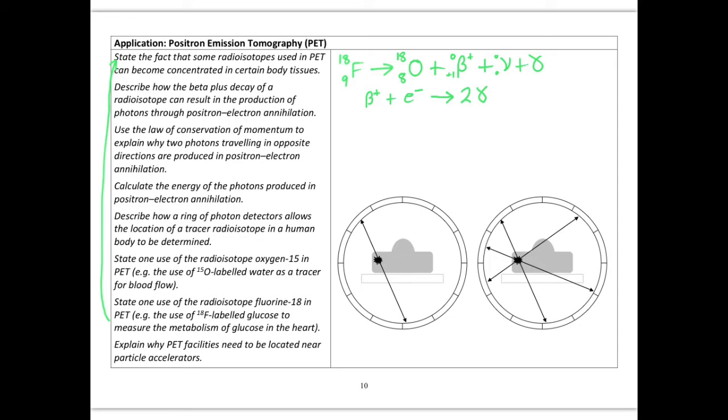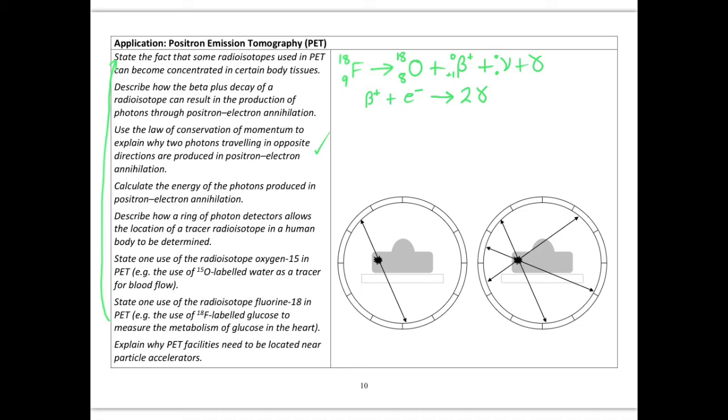So, this is basically how we use an isotope that undergoes beta plus decay to set up positron electron annihilation and the production of two high energy photons travelling in opposite directions to satisfy the law of conservation of momentum. Just basically covered that point.